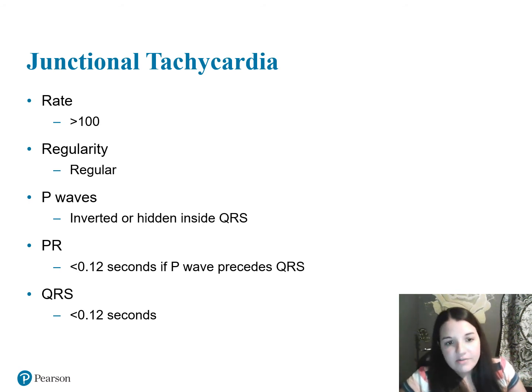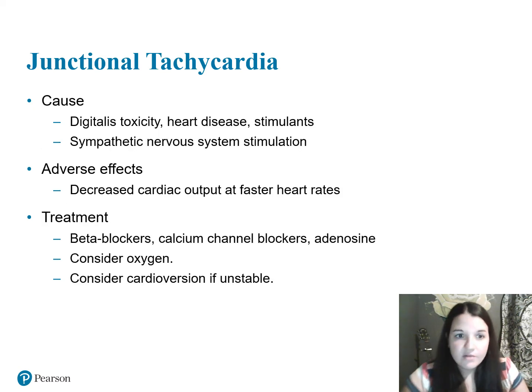Your regularity is going to be regular, P waves inverted or hidden, PR is going to be less than 0.12, QRS less than 0.12. What can cause a junctional tachycardia? Digitalis toxicity, heart disease, stimulants. Also, your sympathetic nervous system stimulation. There's quite a few questions on your national certification about your sympathetic nervous system and your parasympathetic nervous system, your fight or flight response, or your rest and digest response.